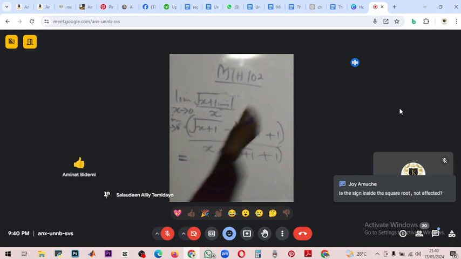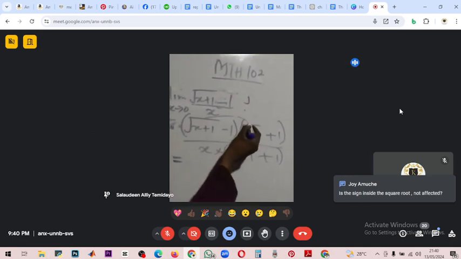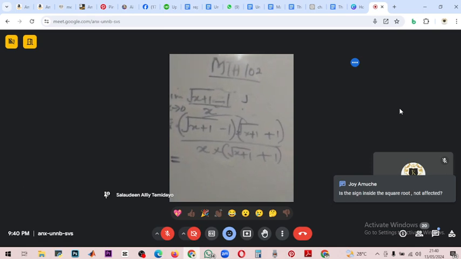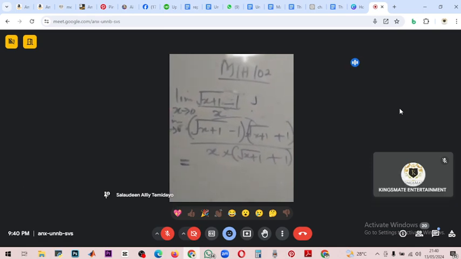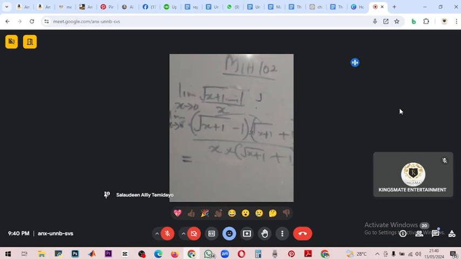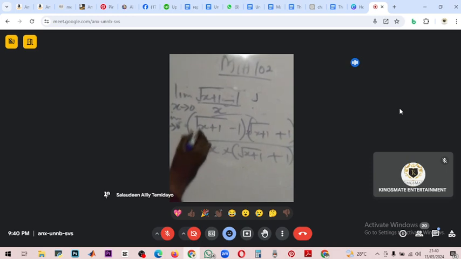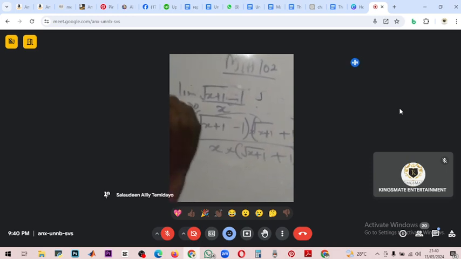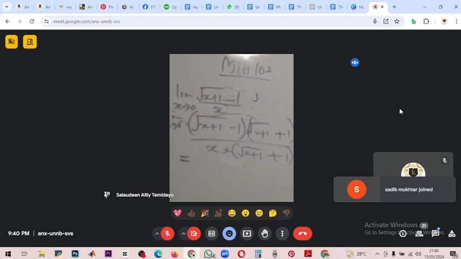You multiply the square root of x plus 1, if they are in brackets, again. The sign under the bracket is not affected at all. That is what you should note. That's a very great question. It's not affected. The one inside the bracket, you treat both of them as an identity, as one value. This is one radical. That is what we are doing.